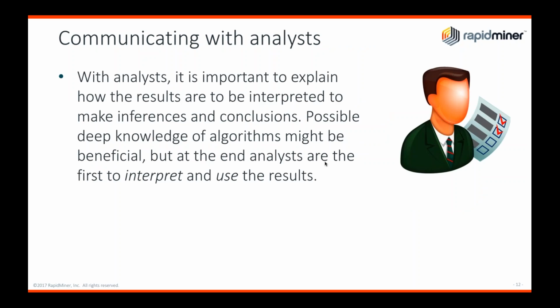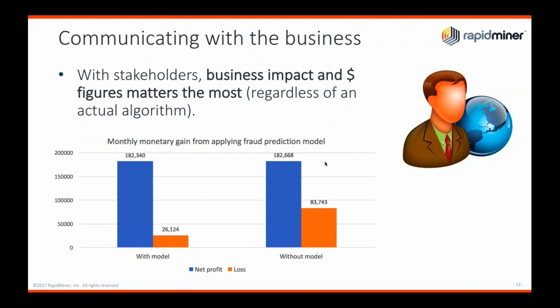Next part is communicating with analysts, and to analysts we actually explain how to interpret the results taken from the model, because analysts are usually mostly users of those results. But the most important thing here is communicating results to business owners and stakeholders, to whom we should explain the business impact first of all, no matter what algorithm we have chosen.